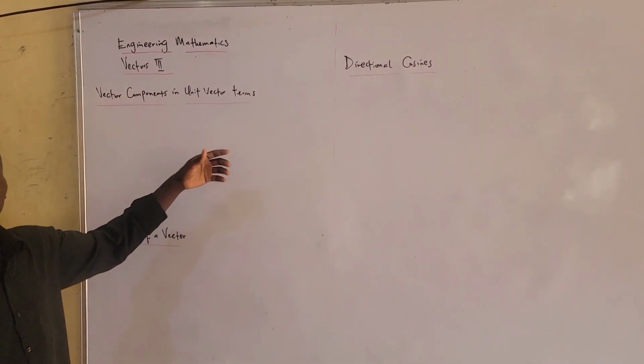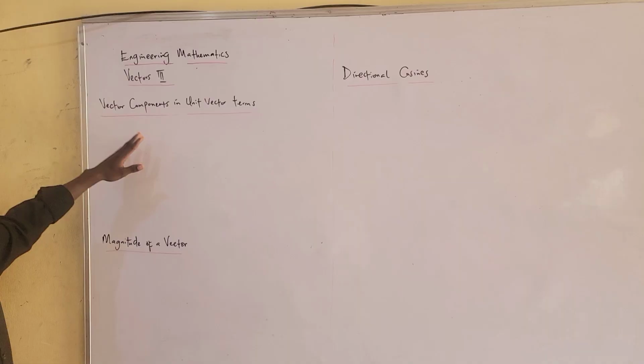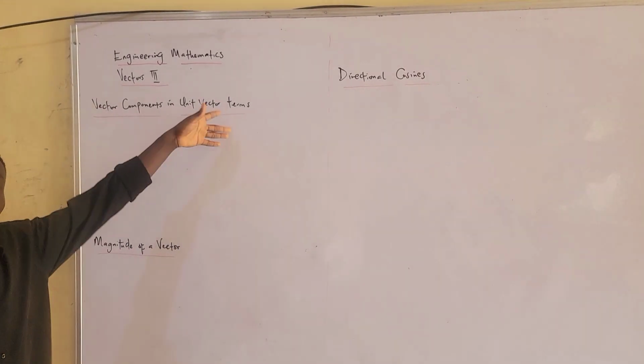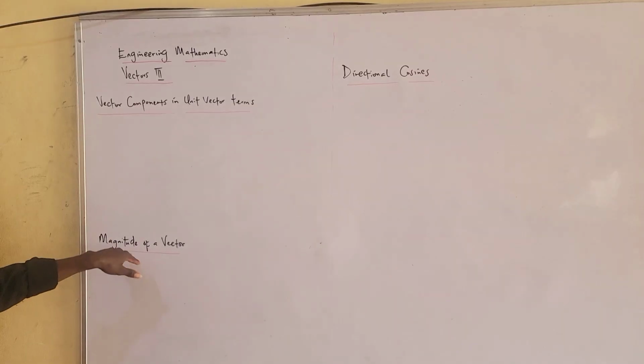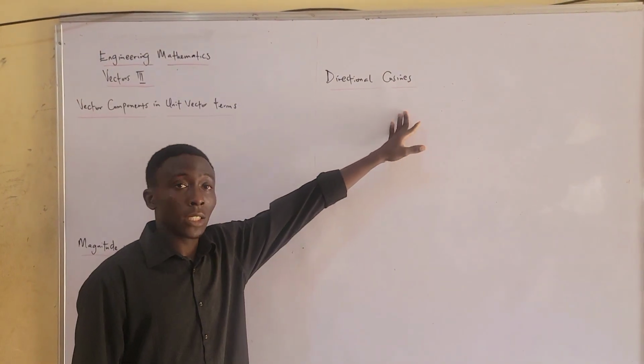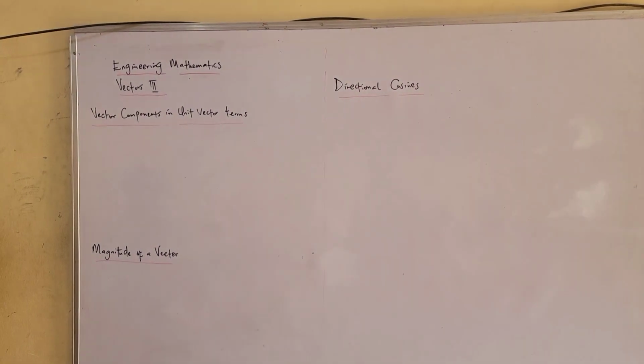We are still on vectors, and in the last episode we have been dealing with different topics. This time we are going to be dealing with vector components in unit vector terms, that's i, j, and k. And we are going to be dealing with the magnitude of a vector. We have been used to this, and finally we come to direction cosines. So without wasting much of our time, let's dive into this.